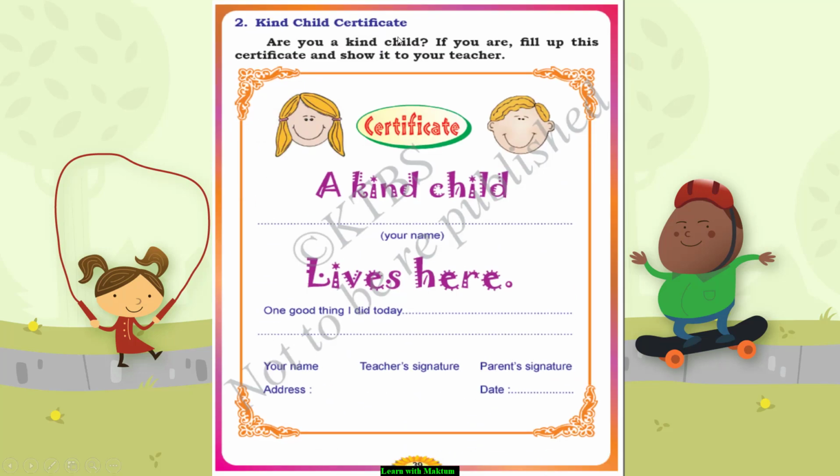Kind child certificate. Okay, kids, this is a certificate for the kids who are kind. Kind means the one who keeps his surroundings clean, the one who respects everyone, the one who helps their parents, and that child is said to be a kind child. Clear with this, kids? So if you are a kind child, write your name here and write a good thing which you did today here. Clear with this? Okay.